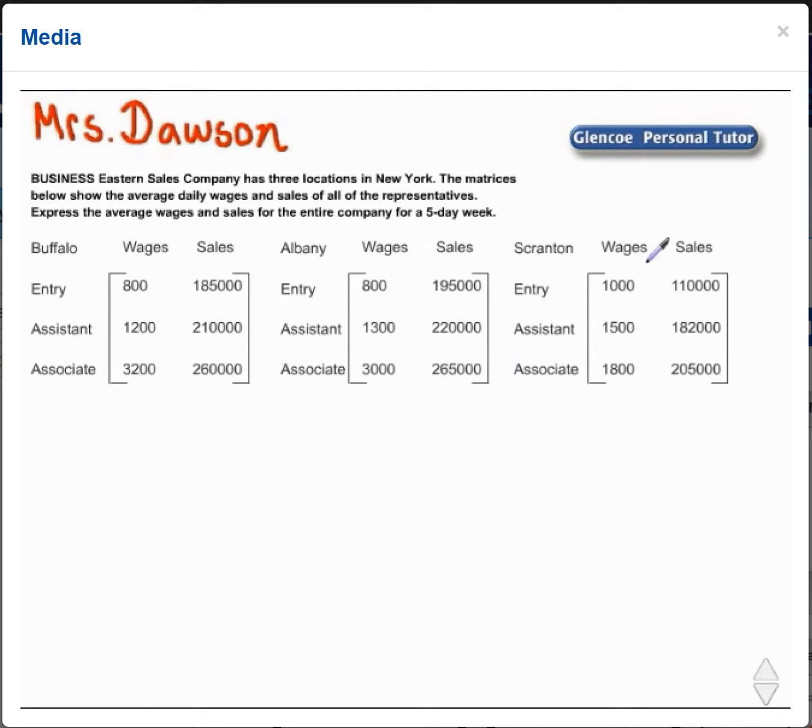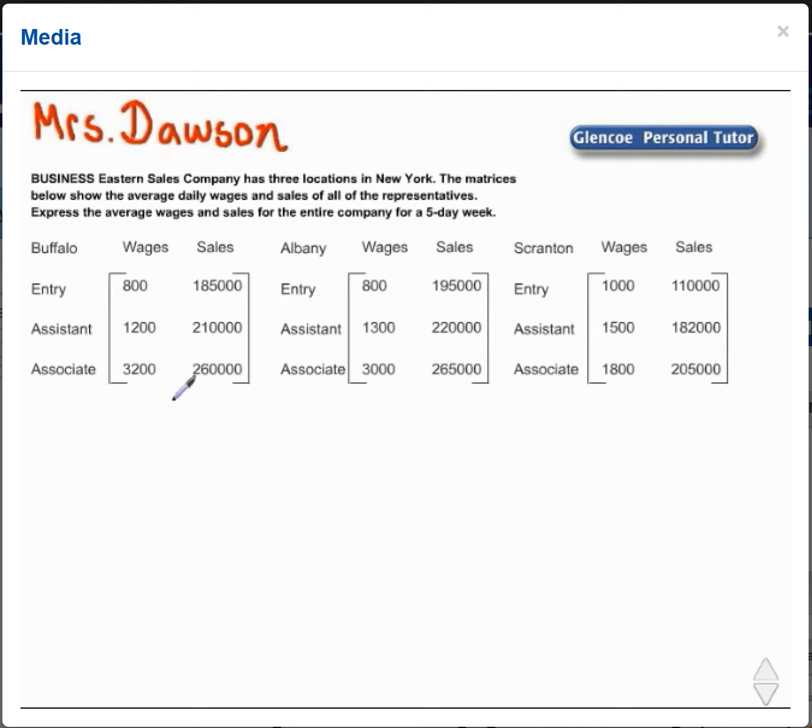Scranton, entry wages $1,000, assistant wages $1,500, associate wages $1,800. Entry sales $110,000, assistant sales $182,000, associate sales $205,000.